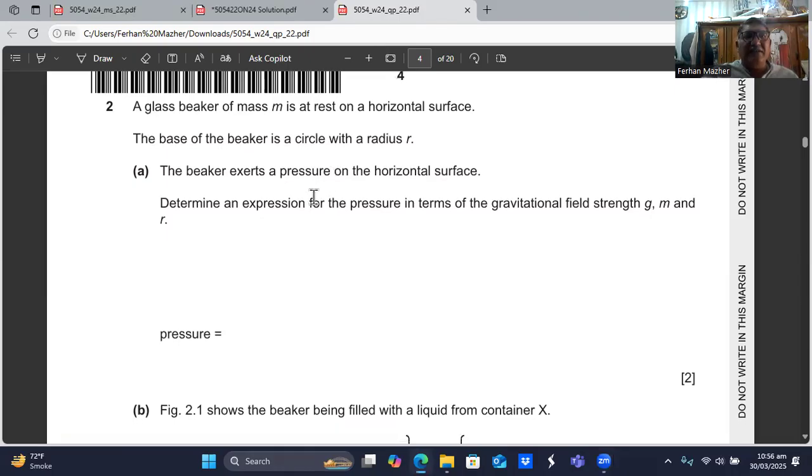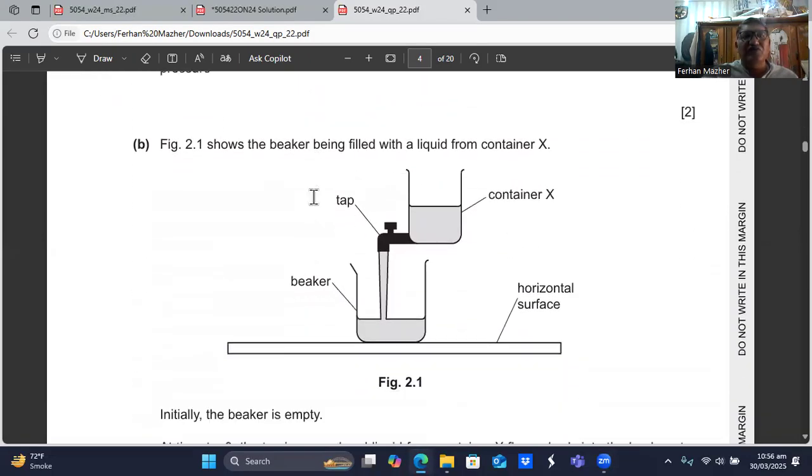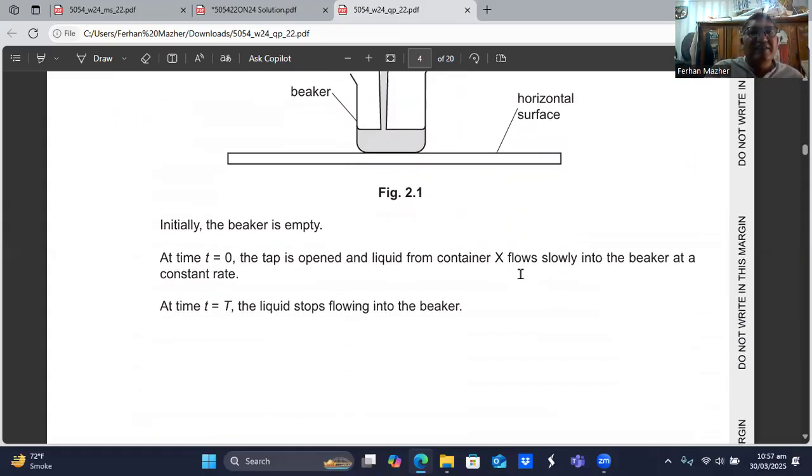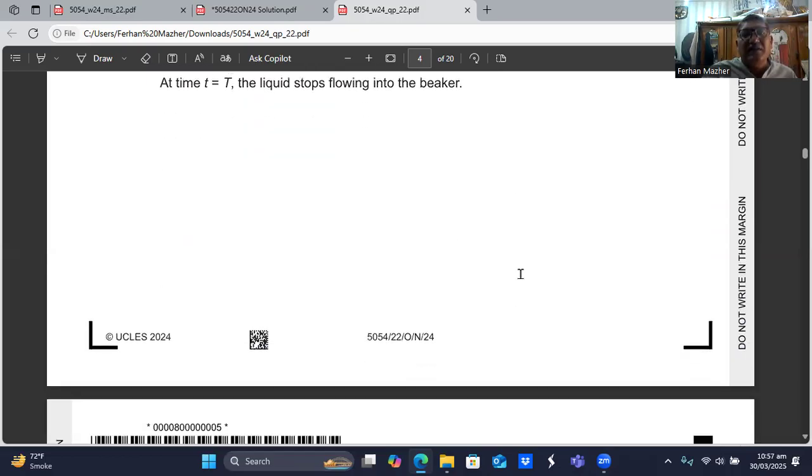Okay. So then we have figure 2.1, which shows the beaker being filled with a liquid from the container X. From this container X, the liquid is being poured through this tap into this beaker, and this is the horizontal surface. Initially, the beaker is empty. Then it says at the time t equals 0, the tap is opened and the liquid from the container X flows slowly into the beaker at a constant rate. At the time t equals capital T, the liquid stops flowing into the beaker.